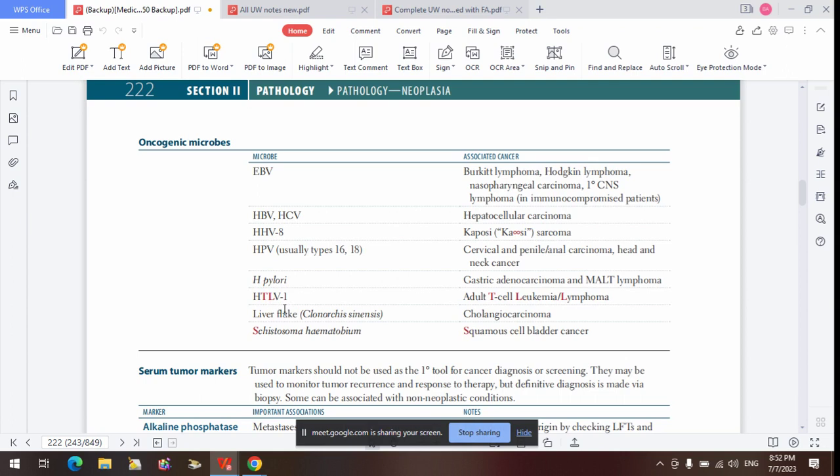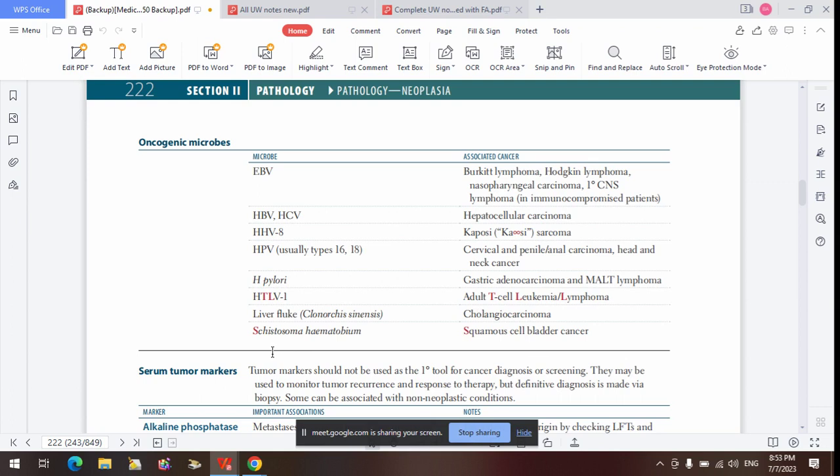So aside from those viruses, what about the parasites? Liver fluke, Clonorchis sinensis, can stay within the bile duct because it likes staying in areas that have bile. So it can irritate the common bile duct and trigger progression from metaplasia to cancer. The irritation will lead to metaplasia, then from there they can develop cholangiocarcinoma, which is a tumor of the common bile duct. So we expect this person to present with obstructive jaundice.